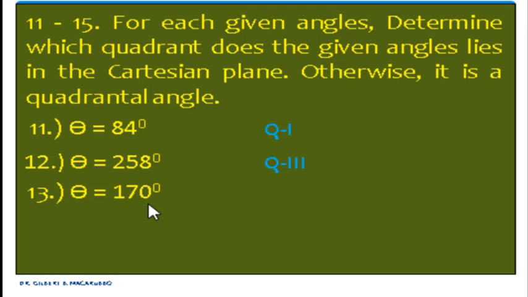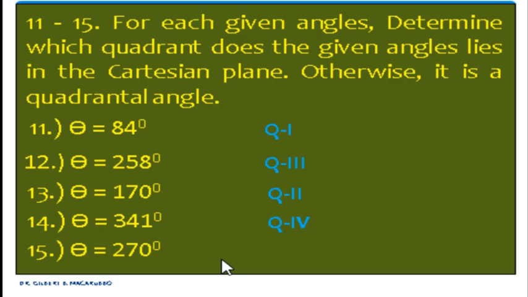Theta is 170 degrees. The terminal side is in the second quadrant. So this is a second quadrant angle. Theta is 341 degrees. The terminal side is in the fourth quadrant. So this is a fourth quadrant angle. Theta is equal to 270 degrees. Therefore, it is a quadrantal angle.